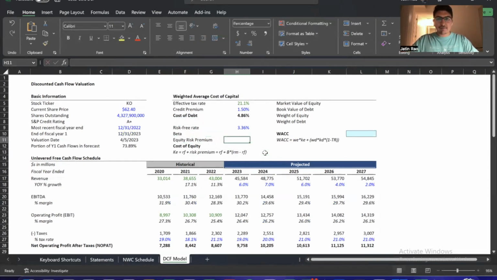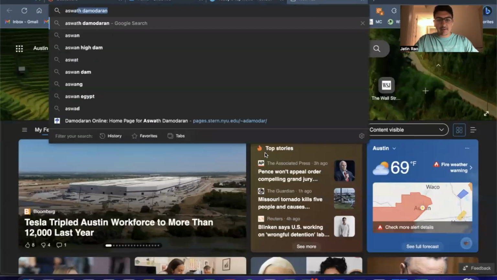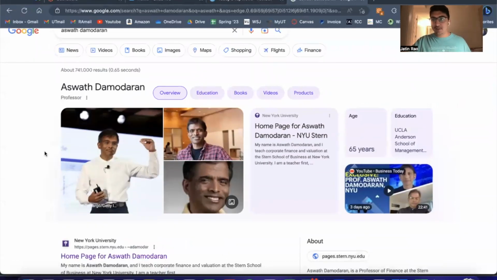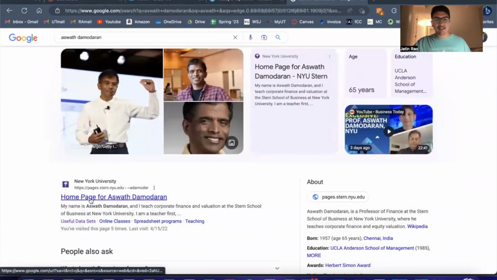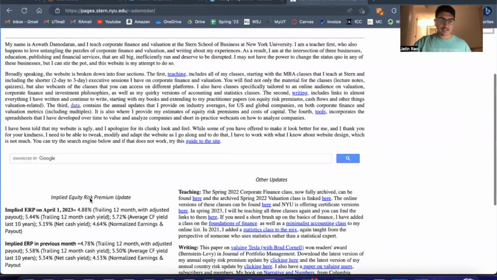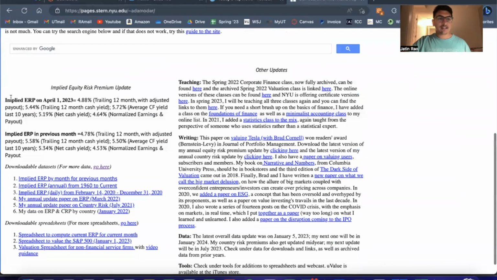So how do we actually find the equity risk premium? Well, this is something that you have to just look up. The way that I like to do it is I like to go to this page by Aswath Damodaran. Aswath Damodaran is a professor of valuation and finance at New York University Stern School of Business, and he is known as the father of valuation because he's done by far the most historical research on it. And on his website, if you just go to this website right here, he tells you the implied equity risk premium. So this is the market risk premium.